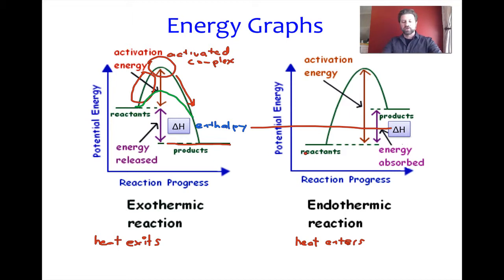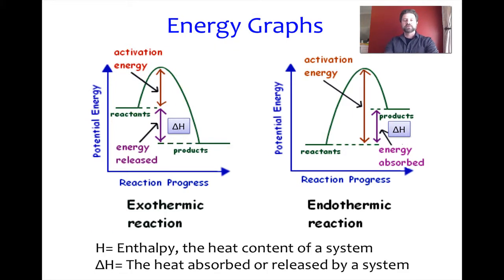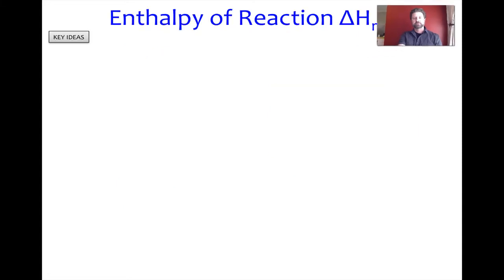But what I want to do real quick is give you a couple of vocab terms. So H is the letter that stands for enthalpy. It's the heat content of a system. And then delta H will be the heat absorbed or released by a system.